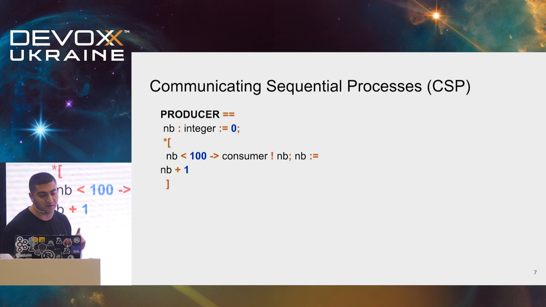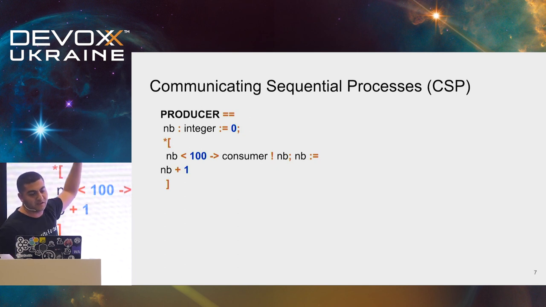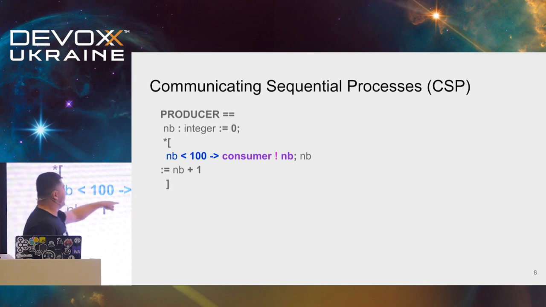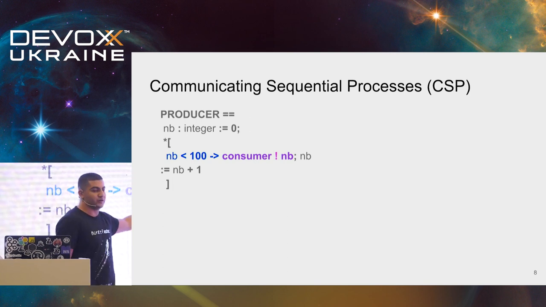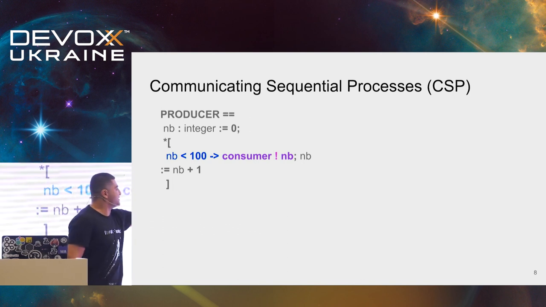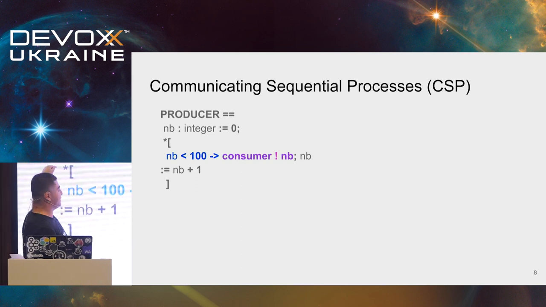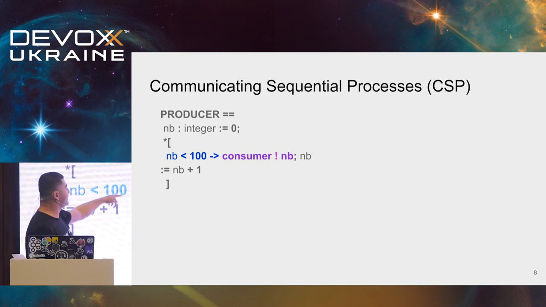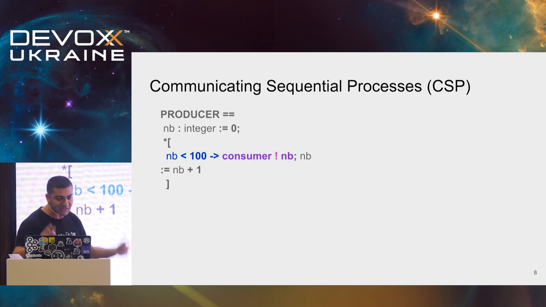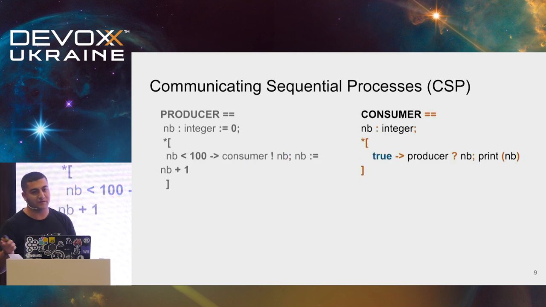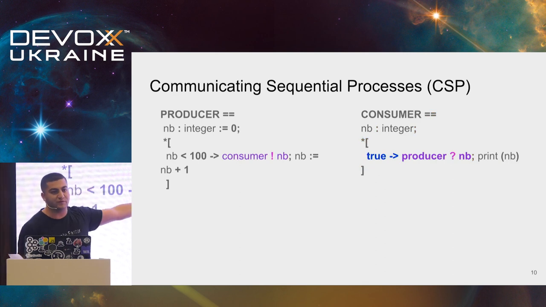The idea is very simple. You have a producer here, which is like an object, and it can have its own variable, like a number. The idea is we can send a message to a consumer, which will be another object, and we'll send the number. We have this infinite loop because here we have a star, so it repeats until this guard is true. We'll create a consumer too. It's another object, with this infinite loop with a true.